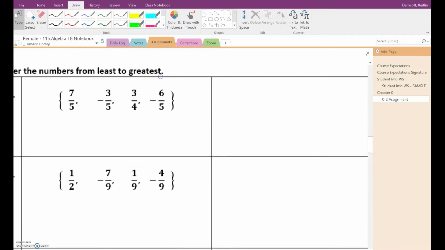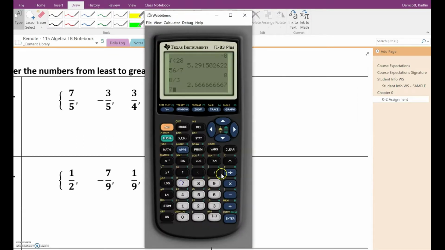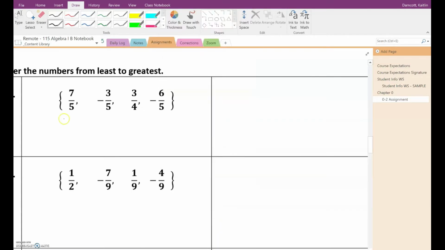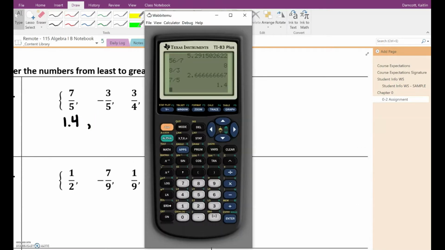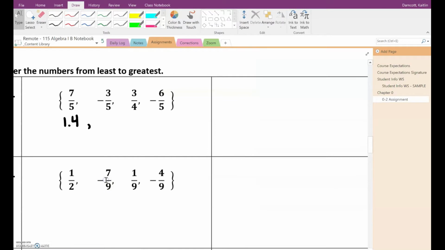Looking at the first one, we've got 7/5. If you plug that into your calculator, 7 divided by 5, it comes out to be 1.4. So that's the first one. Then the next one is -3/5. I'm going to type that in, -3 divided by 5. That comes out to be -0.6.